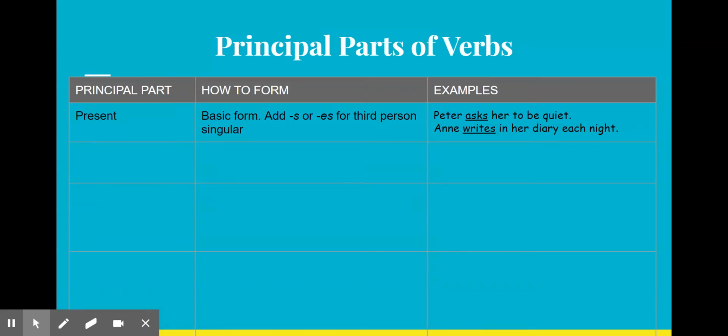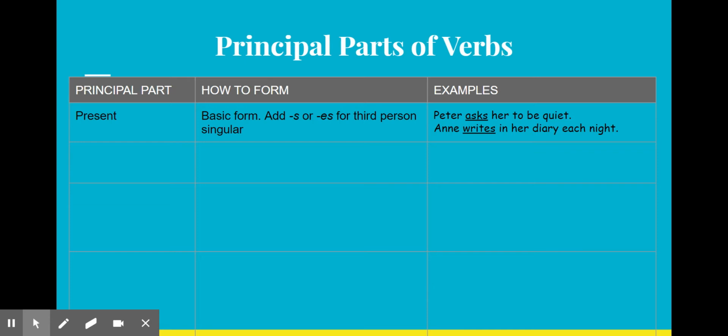Principal parts of verbs is something that you already know. You just didn't realize you know it, and you probably don't know the names for it. That's okay. We'll take care of it right now. This information, by the way, will be on the quiz on Tuesday, and you will have 3 questions out of the 20 on the quiz. 3 questions will be about principal parts of verbs.